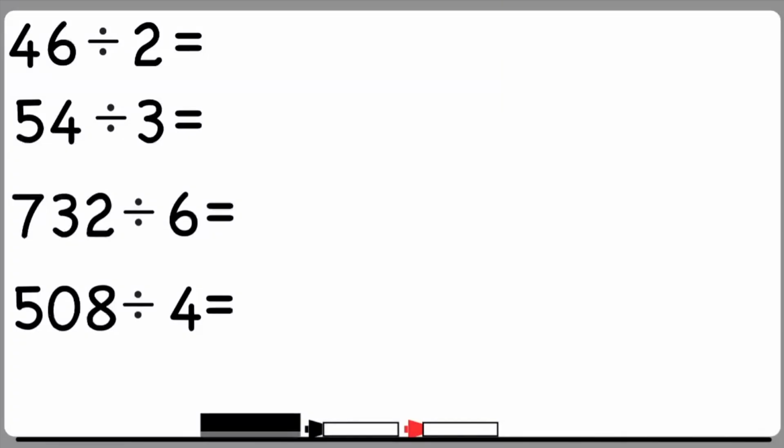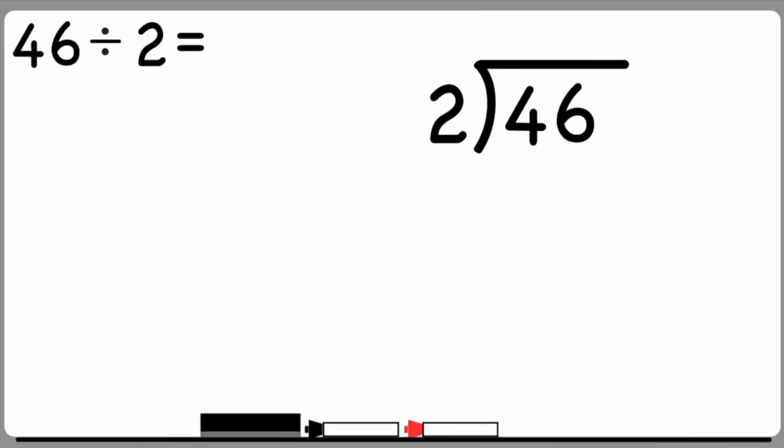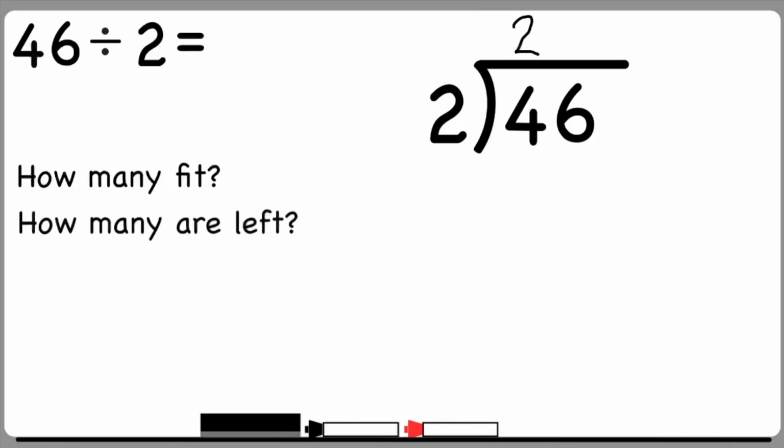Today we are going to lay the basic foundation for long division. Anytime we're doing division, we want to ask ourselves two questions. The first is, how many fit? So in this one, we are asking how many 2's fit into 4. If we think about that, I'm going to say 2 2's should fit into 4. Then we ask ourselves the second question, how many are left?